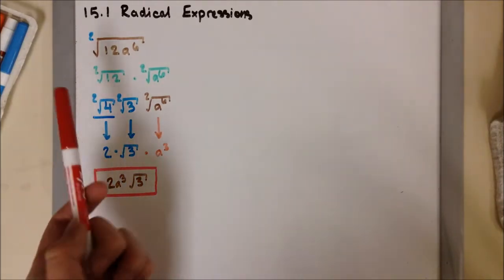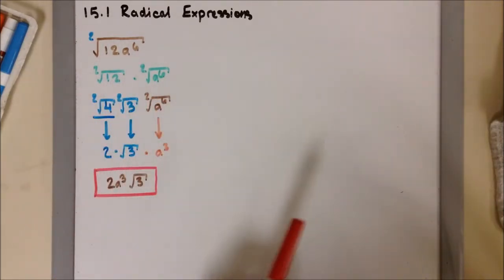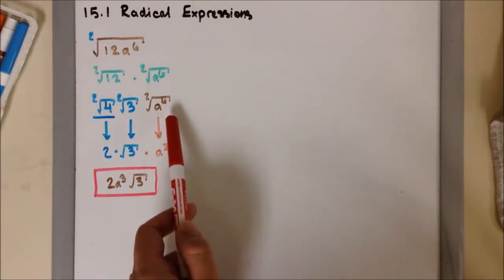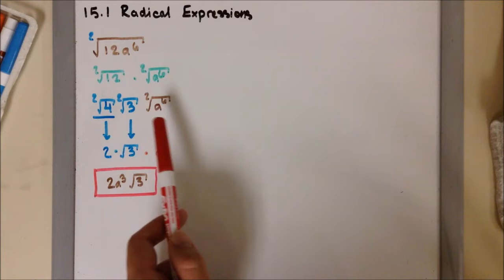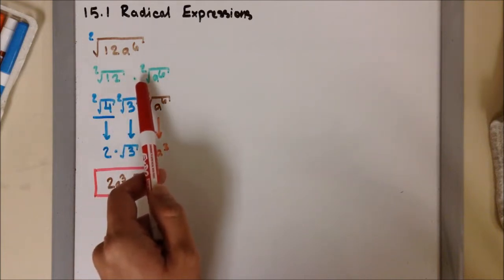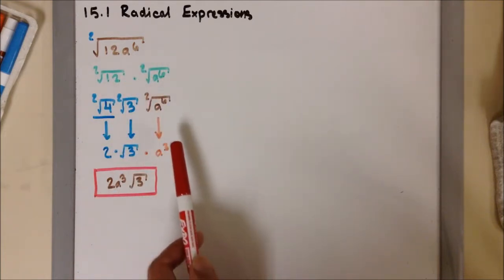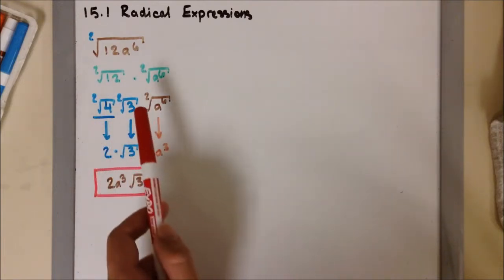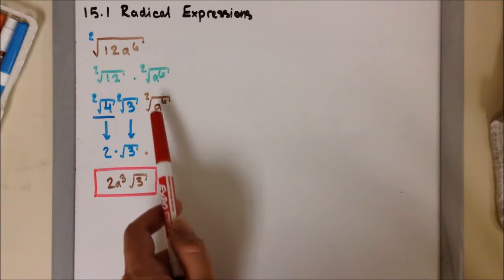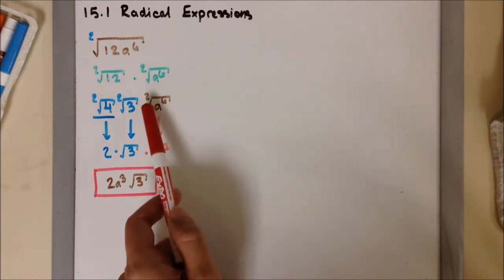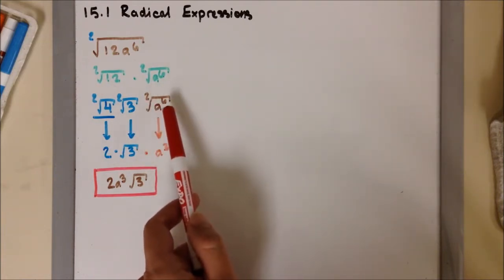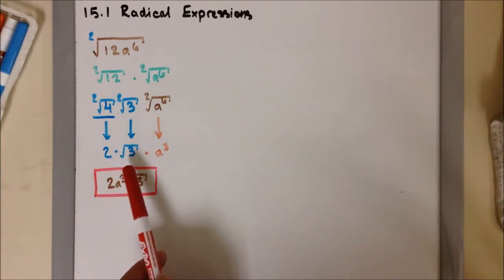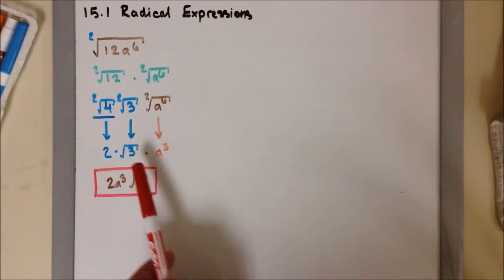To review, I broke up the number and the variable separately, broke up the 12 into 4 and 3, and then for the variable I didn't do anything because I checked the index, the 2 can go into 6 3 times. So when I'm simplifying, I did the square root of 4, which is 2, and I simplified the square root of a to the 6th power, where 2, the index, can go into 6 3 times, hence we got a to the 3rd power. And then the square root of 3 can't do anything, so that's left alone.